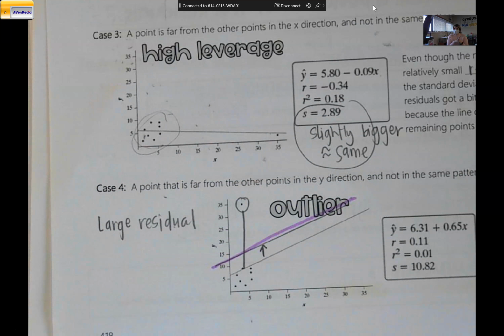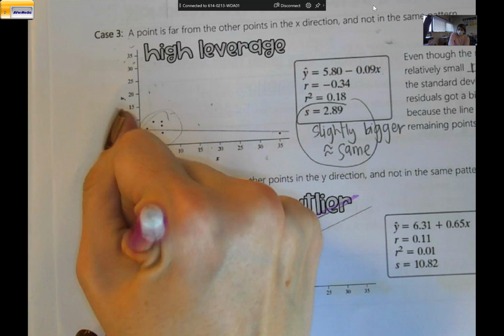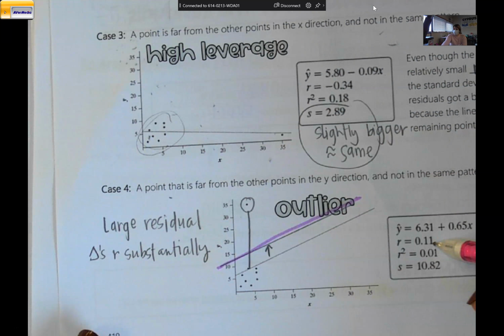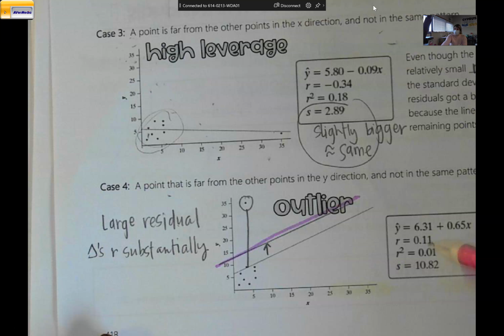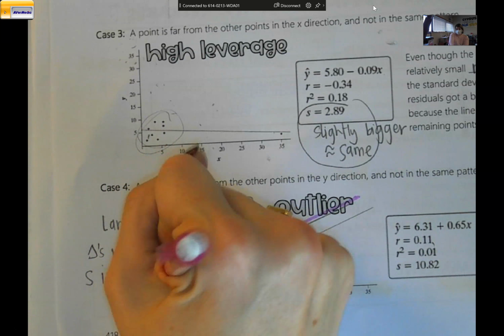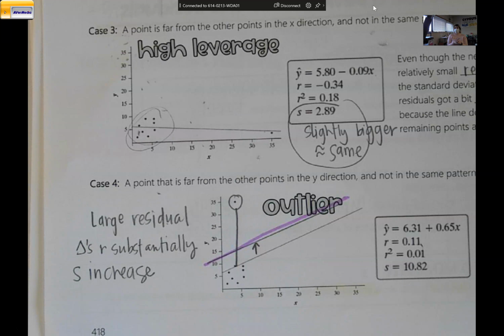So what effect will an outlier that has a large residual have? Well, it changes R substantially. R is essentially 0 now for this model. It goes from being weak, 0.41, to being like 0.11. That's huge, a huge difference. And then S will always increase. If you add in an outlier, S will increase because an outlier by definition is a point that has a very large residual.